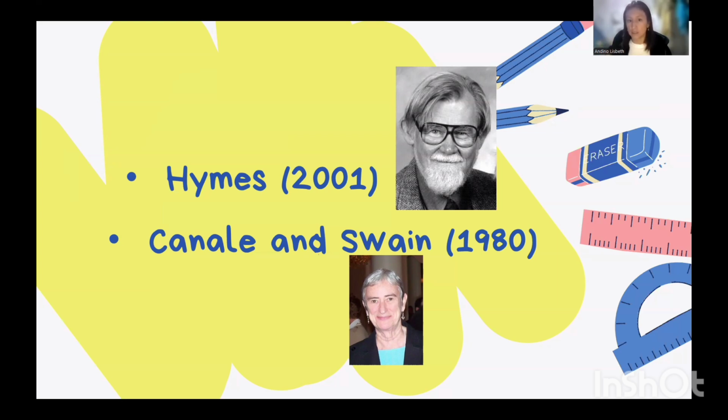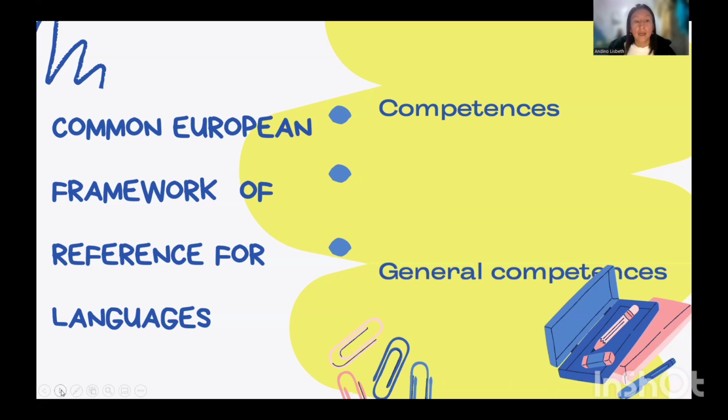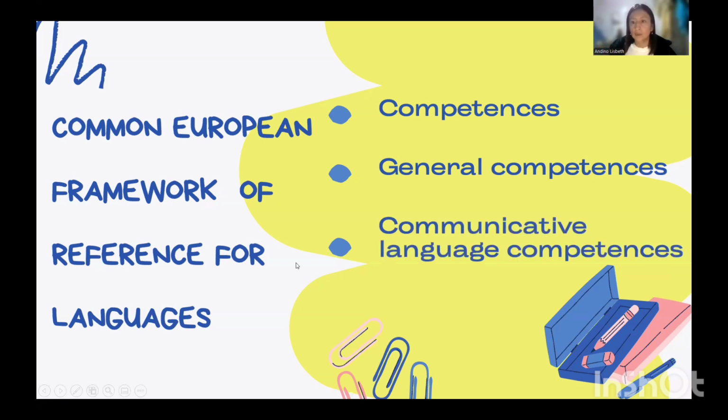competence, and discourse competence. According to the Common European Framework of Reference for Languages, competences are the sum of knowledge, skills, and characteristics that allow a person to perform actions. General competences are those not specific to language, but which are called upon for actions of all kinds, including language activities. And communicative language competences are those which empower a person to act using specifically linguistic means.